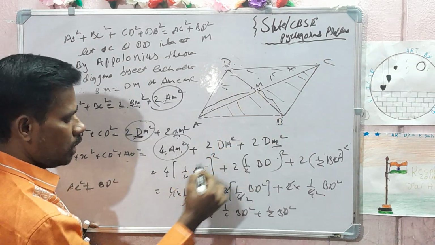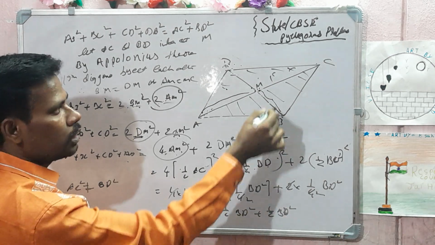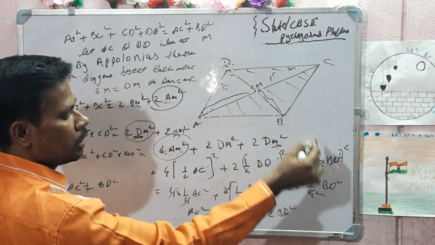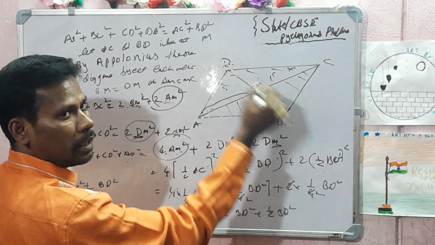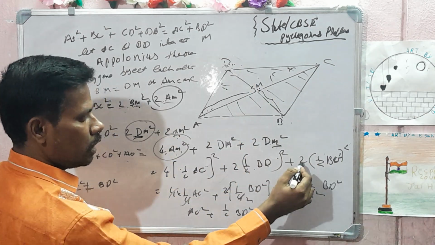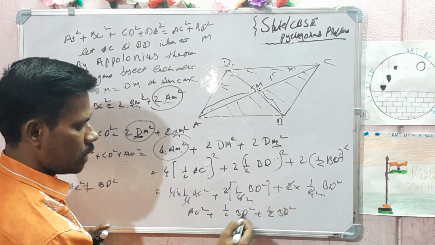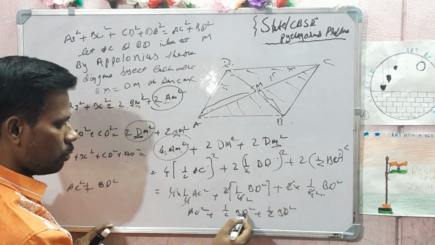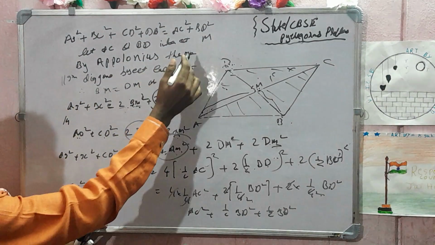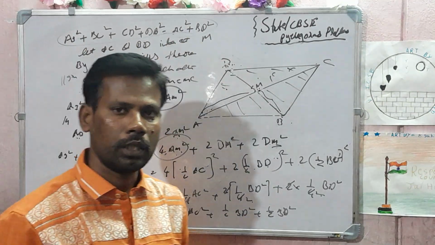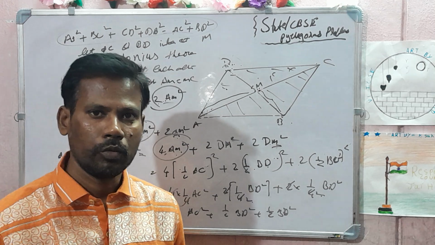BM length, how will you get? Half of BD. Next, DM length, how will you get? Half of BD. So therefore here 2 is already outside, so 1 by 4th will come. 2 gets cancelled. Half of half is nothing but BD square. So AC square equals BD square. This is one of the important problems which is lengthy, but if you apply Apollonius theorem, it is very easy.